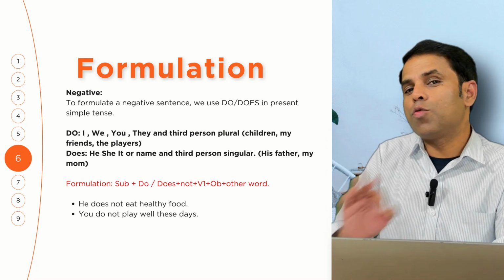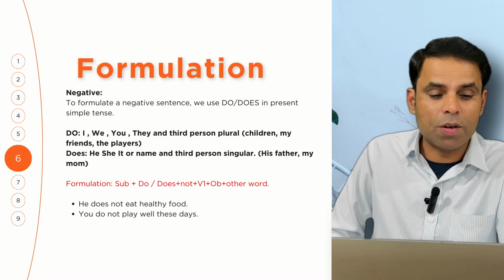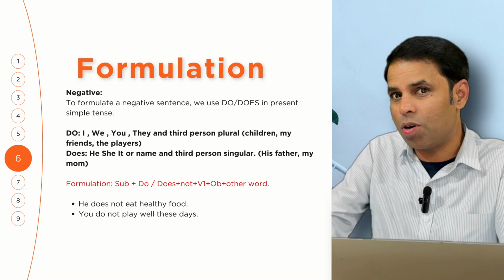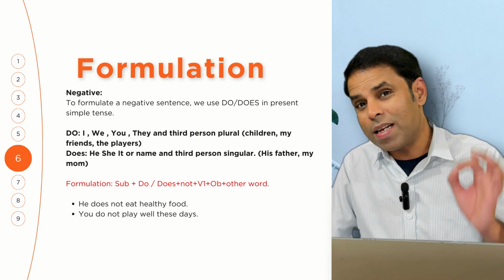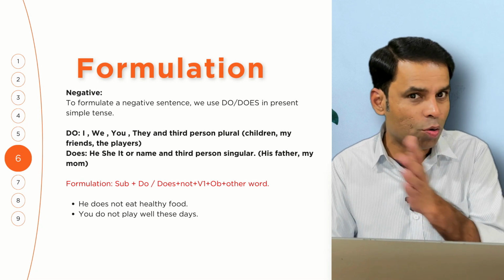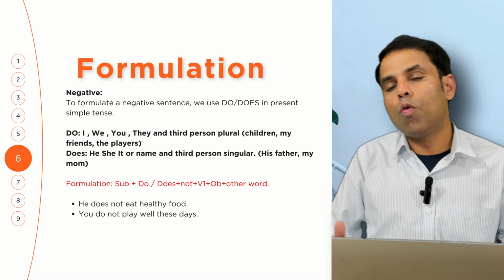Guys, in negative sentence, we do not add s or es in the present simple tense, right? So, for example, he doesn't eat healthy food. He does not eat healthy food. Now, as I said, with he, we use does. With he, she, it, or any name, we use does. With I, we, you, they, we use do.